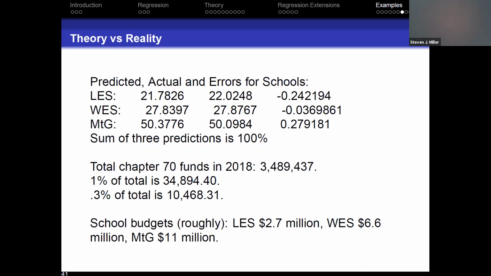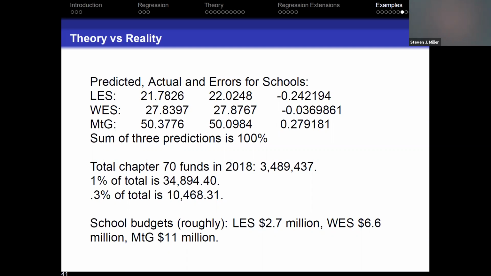1% of the total is about $35,000. 0.3% of the total, which is larger than any of the numbers here, is about $10,000. So the school budgets: Lanesville Elementary is about $2.7 million, Williamstown Elementary $6.6 million, and then the middle high school about $11 million. If we're off by around $10,000, that is a small amount relative to the budgets of the schools.